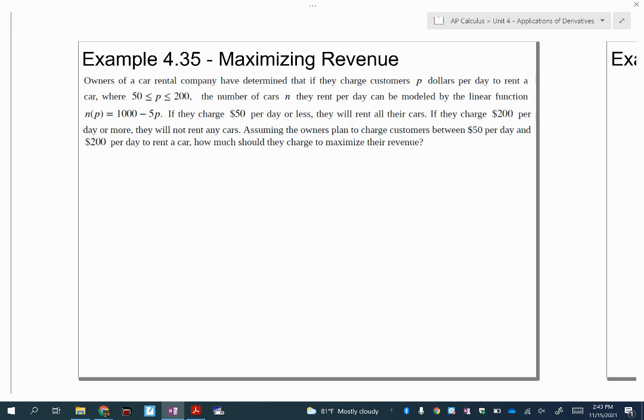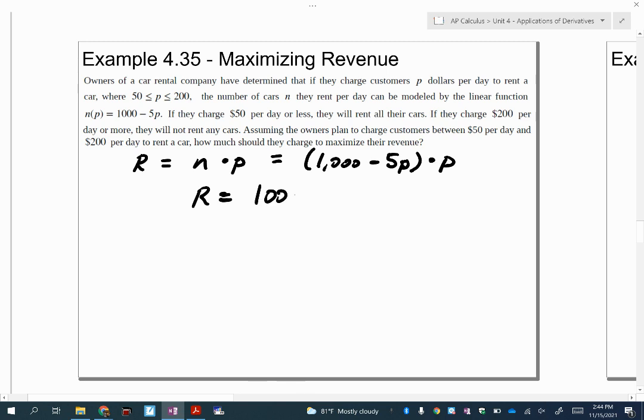So this really comes down to understanding how to find revenue. And revenue in this situation is going to be the number of cars, so N, the number of cars that they are able to rent per day, times the price that they're charging each customer to rent their car per day. So essentially, based on what they told us, N is the same as 1,000 minus 5P, and then times whatever price they're choosing in terms of charging their customers per day to rent a car. So if I multiply this out, our revenue is 1,000P minus 5P squared.